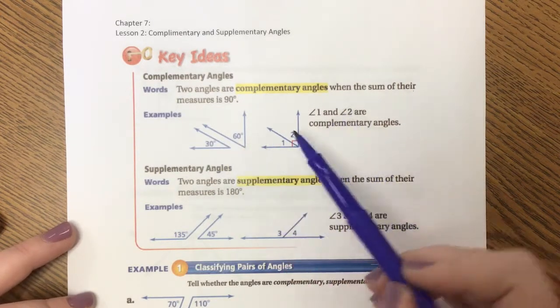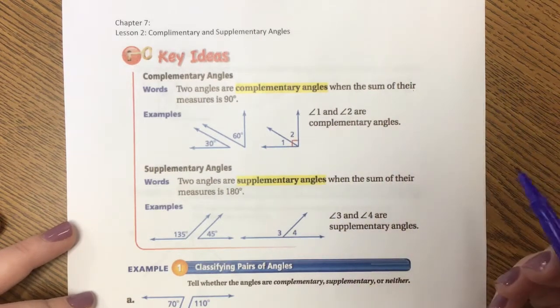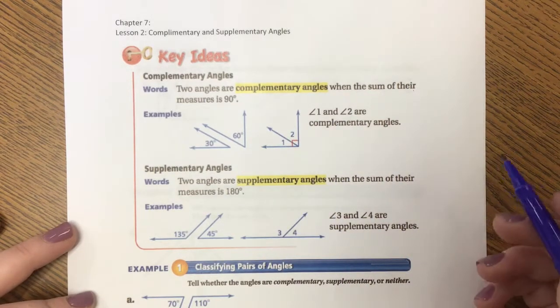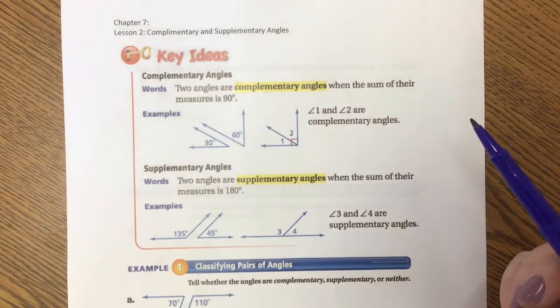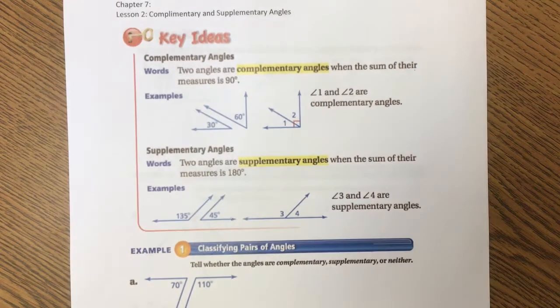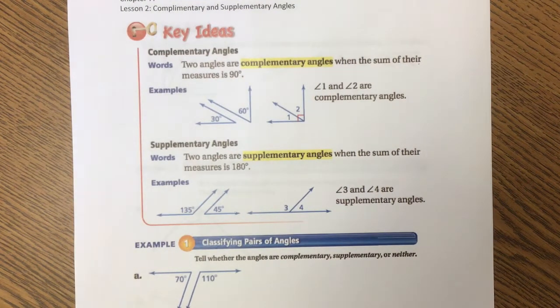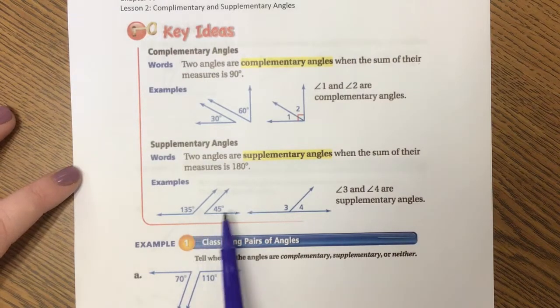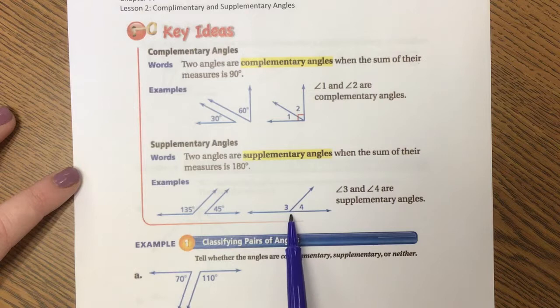And we know that these are complementary because when you combine them, when you add them up, they equal 90 degrees. So complementary angles are when you add them up, they equal 90 degrees. Supplementary angles are when the sum equals 180 degrees. So in this case, we have a 135 and 45 degree angle. When you add them together, they equal 180 degrees.